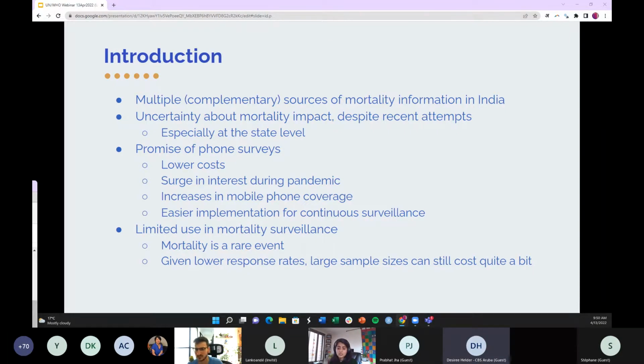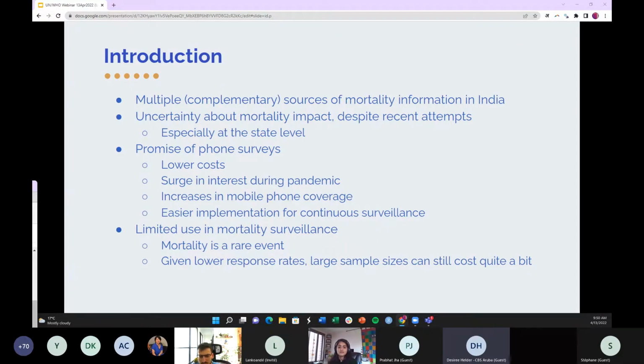However, there has been limited use in mortality surveillance. And of course, there are reasons for this. Mortality is a rare event, and large sample sizes can still end up costing quite a bit given lower response rates.